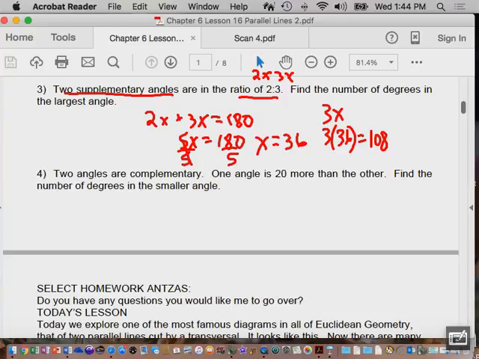Questions? No. Okay. Next one, two angles are complementary. One angle's 20 more than the other. So when it talks about two angles, first angle, second angle.